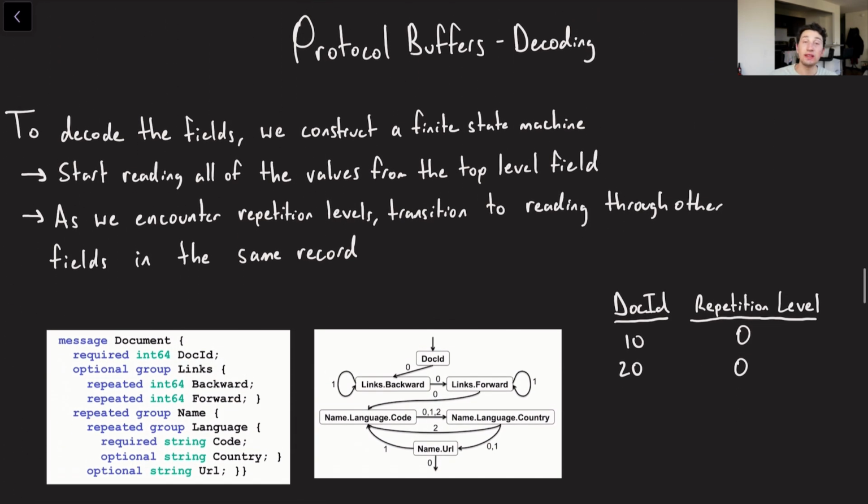Cool. Now let's talk about decoding, which I think is probably a little bit more interesting here, but again, I still think may leave a fair amount of questions open, which is why I was a little bit hesitant to cover this stuff in the first place, but let's talk about it. So basically, when we're decoding the fields, we construct something called a finite state machine. So the finite state machine is actually pretty simple, conceptually speaking.